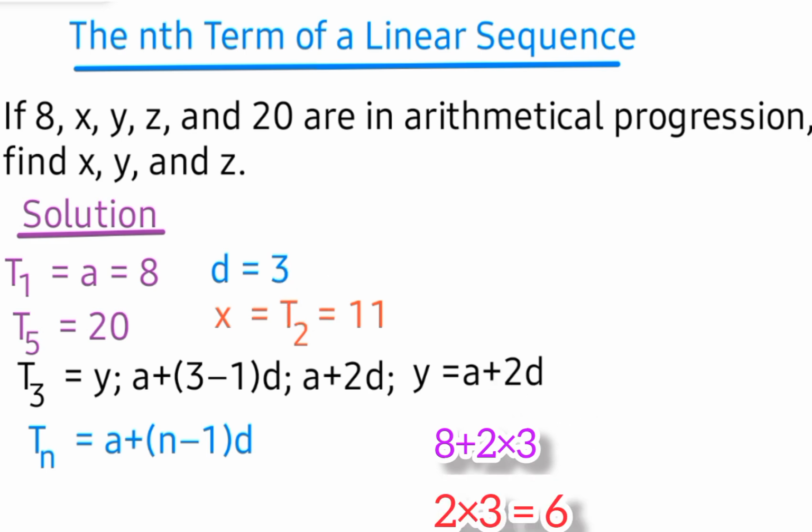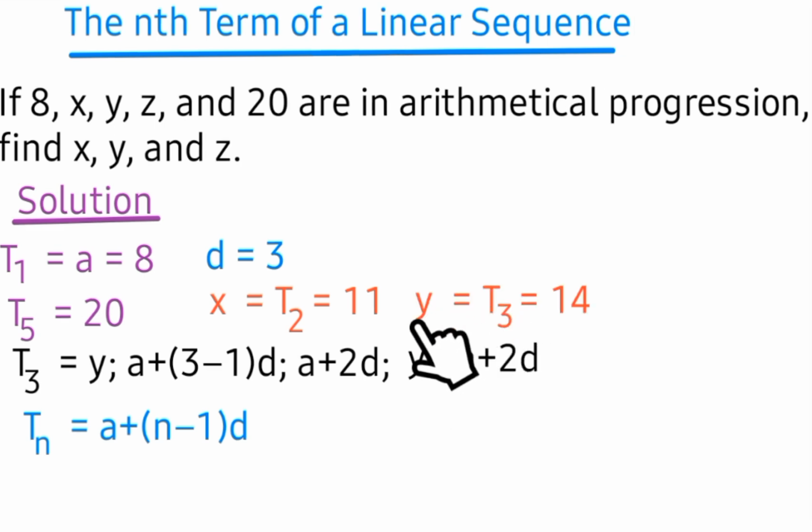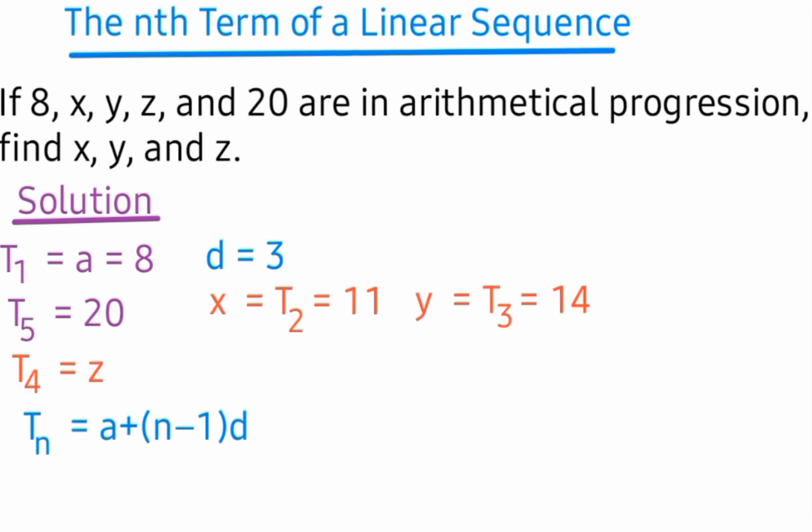2 multiplied by 3 gives 6. 8 plus 6 gives 14. So Y, being the third term, is 14. Now let's proceed to finding the value of Z.